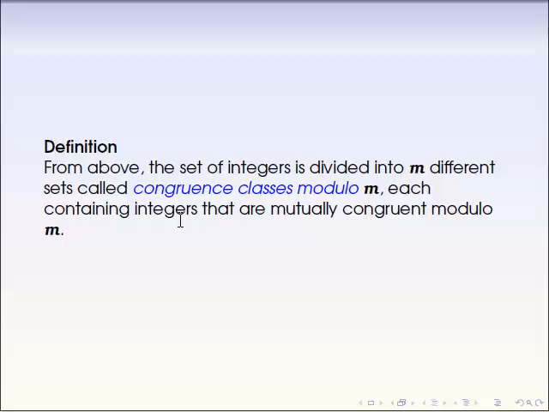And if you choose any of these subsets, all the elements in there are mutually congruent modulo m. That's the meaning of this definition.